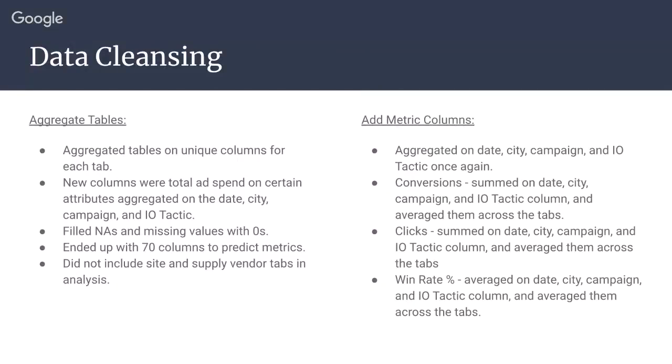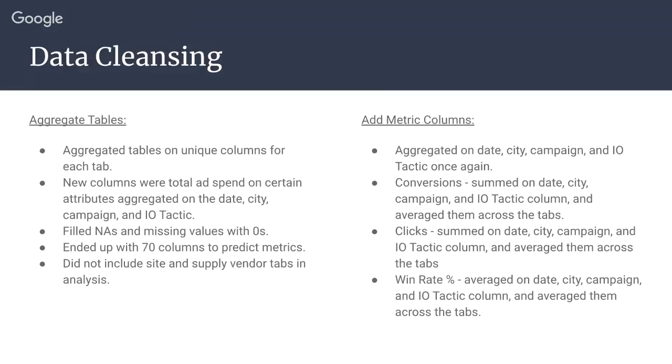As the data was aggregated in the different tabs, we assumed that it was the same data aggregated on different levels. So we created aggregated tables on unique columns for each of those tabs. An example would be the browser tab on the browser column. We created new columns with total ad spend on certain attributes, aggregated on the date, city campaign, and IO tactic. An example of this would be the column for the ad spend for the Google Chrome browser. We also filled in all NAs with zeros and ended up with 70 columns that we used to predict metrics.